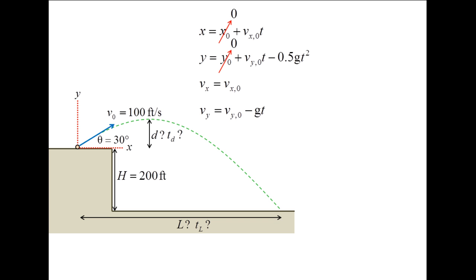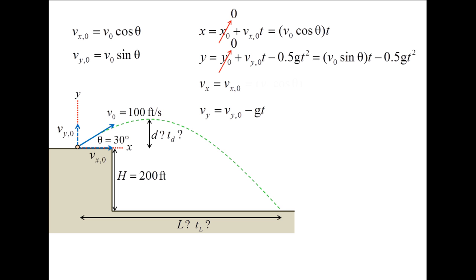The components of the initial velocity, vx0 and vy0, are obtained from v0 and theta using trigonometry. Plug in the values of x0, y0, vx0, and vy0 into the expression for x, y, vx, and vy. Now time is the only unknown variable on the right-hand side of the projectile motion equations.